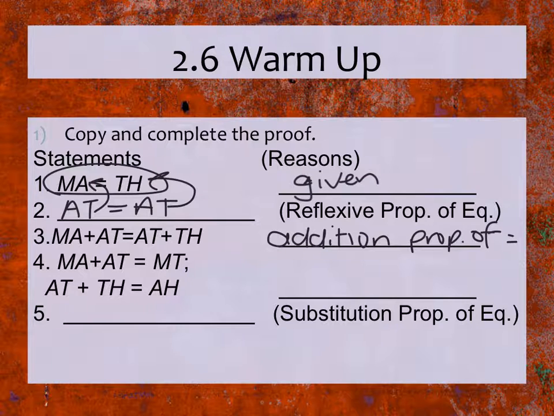You don't need to write addition property of equality. Just don't confuse addition with segment addition postulate. Okay, those are two different things. So let's say I had the diagram, right, and T and A was somewhere in it, okay, then MT would equal MA plus AT, right, which would be what? Segment addition postulate.